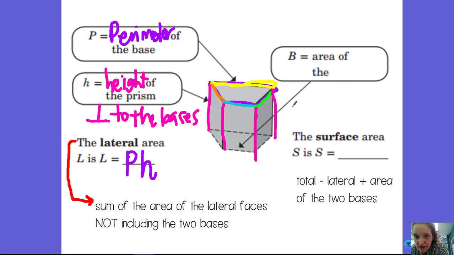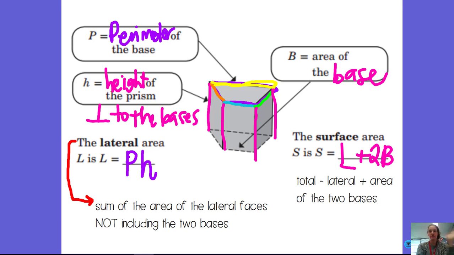For the total surface area, you're just going to take your lateral surface area and then add the area of the two bases. Capital B is the area of the base. You're just going to find the area of one base, and since we have a top and a bottom base, we're going to add those two bases to the lateral surface area.